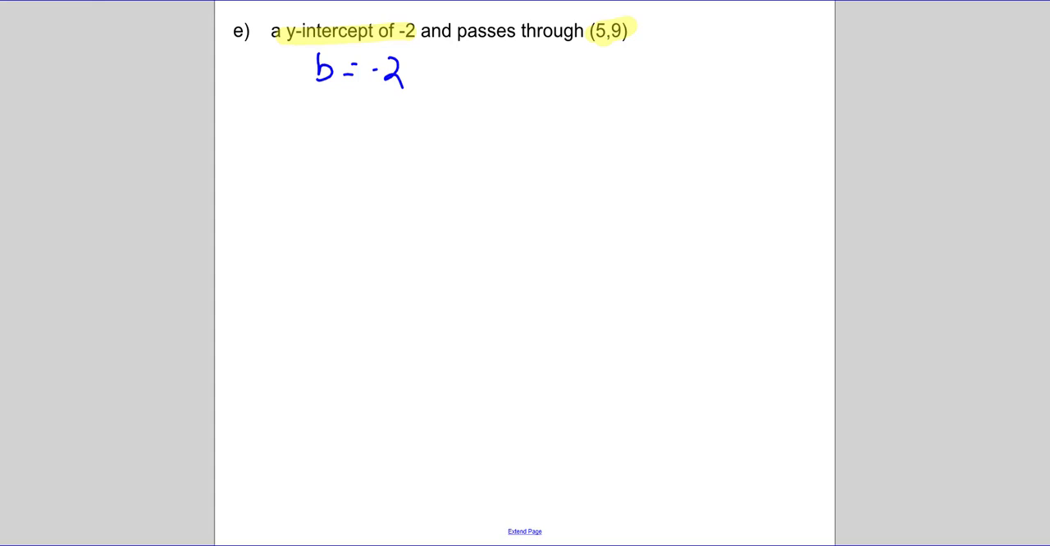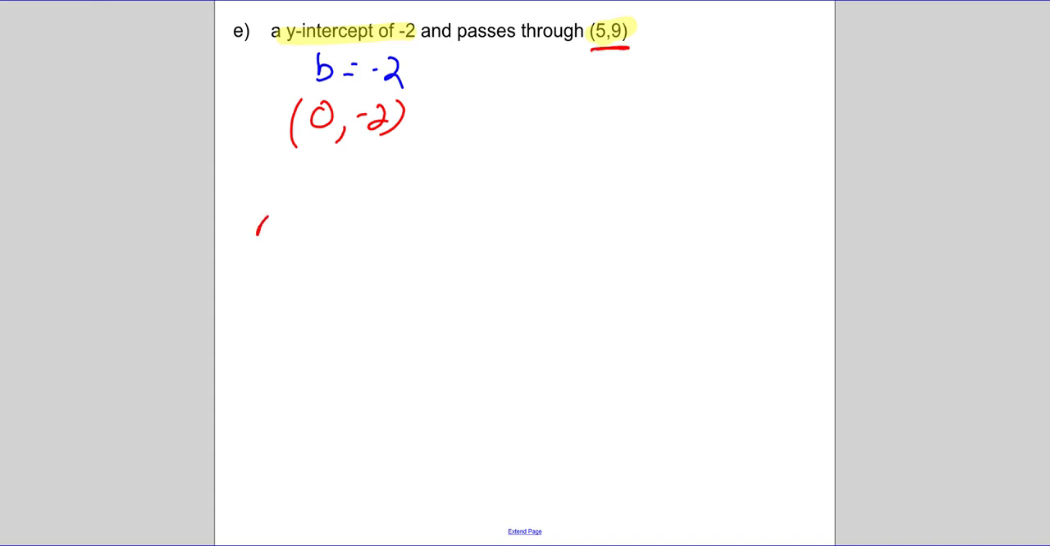But how can I do that if I've only given you one point, (5, 9)? Well, here's the secret: I didn't just give you one point, I did give you two points. Remember, the y-intercept is a point. The y-intercept, by definition, is when x is equal to 0. So we have the point (0, -2), and the point (5, 9).